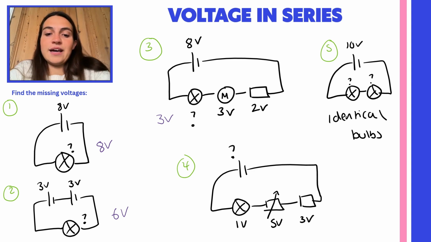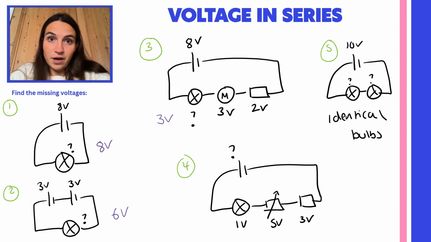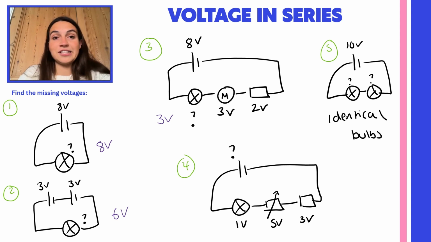Okay, and the circuit down below. This time I'm trying to work out the supply voltage, and I've got 3 components. I've got my bulb with 1 volt, my variable resistor with 5 volts, and my resistor with 3 volts. So if I add all those voltages together, 1 plus 5 plus 3, that should equal my supply in series.